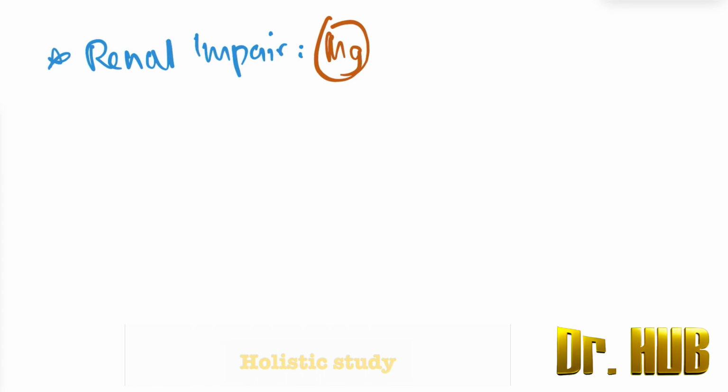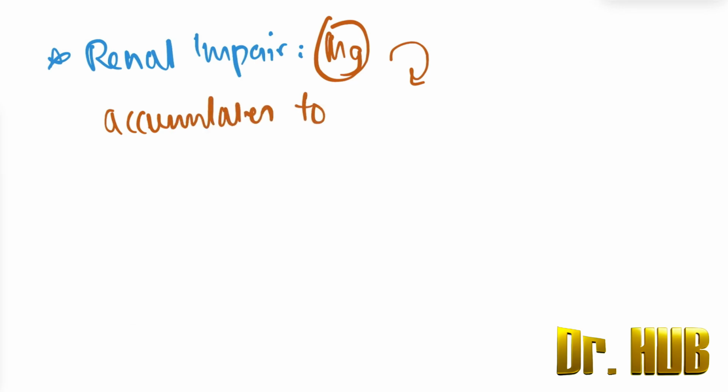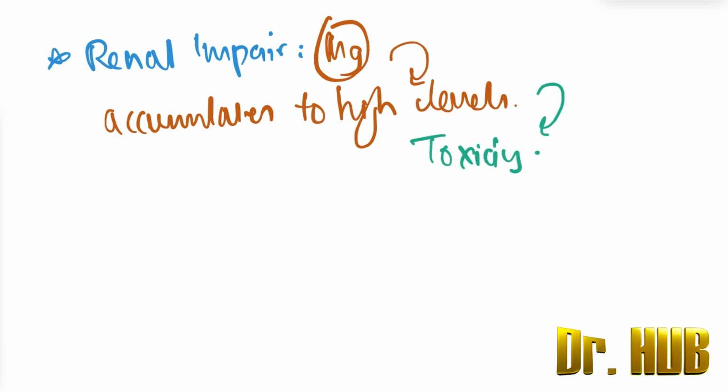Next, in case of patients with renal impairment, the magnesium accumulates to high levels and causes signs of toxicity.